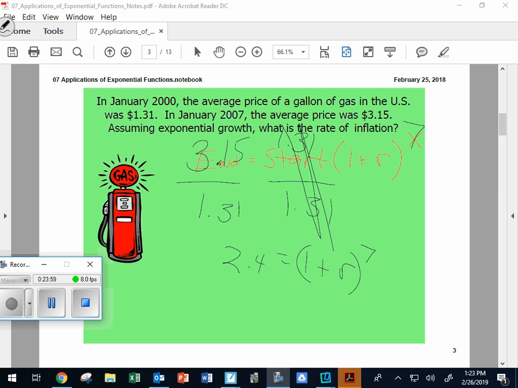I hit pi by accident. 1/7. 1.13. I'm done. No, I'm not. Just one more little step, but it's a big thing. Yes? And your final answer? 0.13. Say it as a percent the right way. 13%. So over that period of time, gas went up 13%.